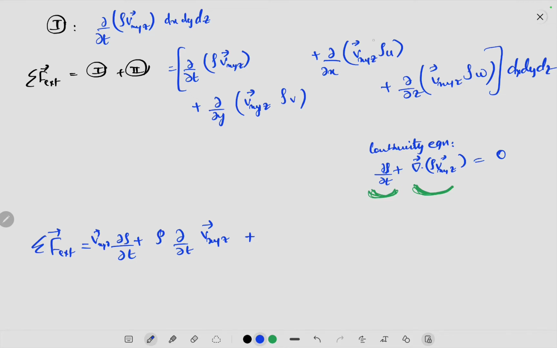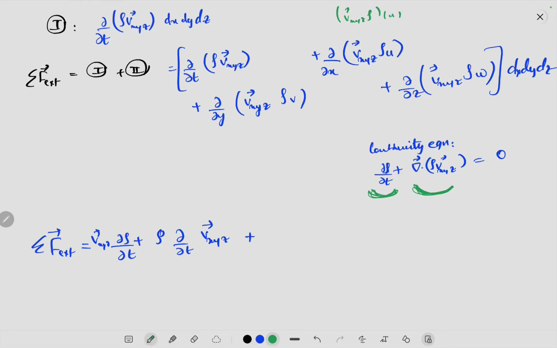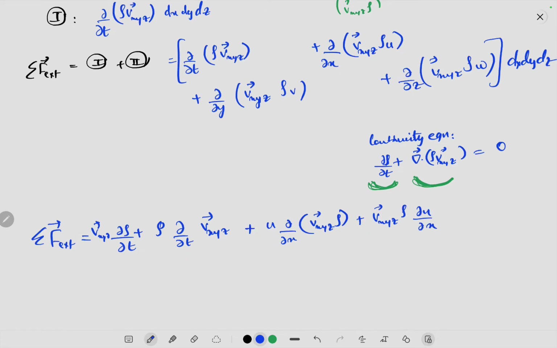So let's consider vxyz rho as one quantity and u or v or w as the other quantity, and integrate in this way and differentiate in this way. Differentiating in this way will give us u del by del x vxyz rho plus vxyz rho del u by del x.